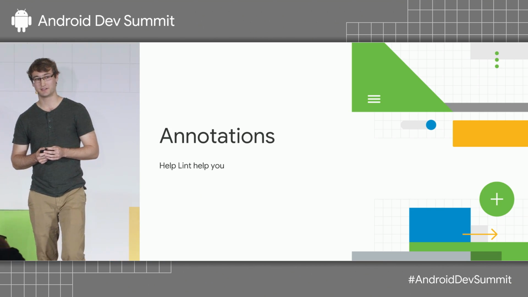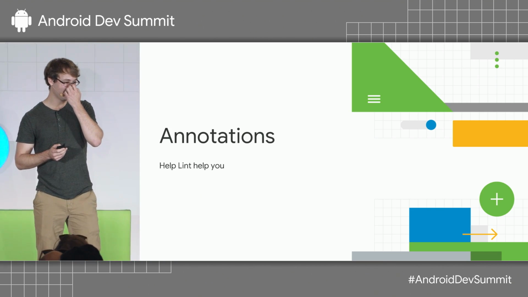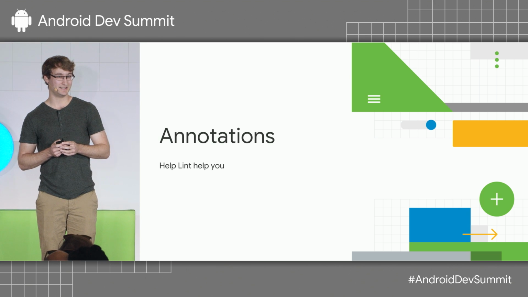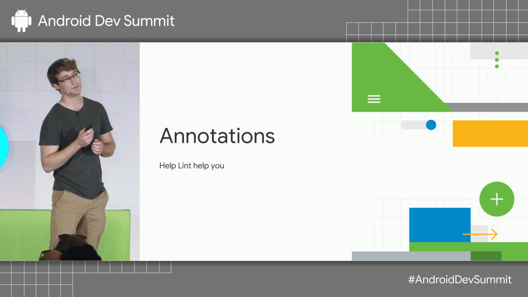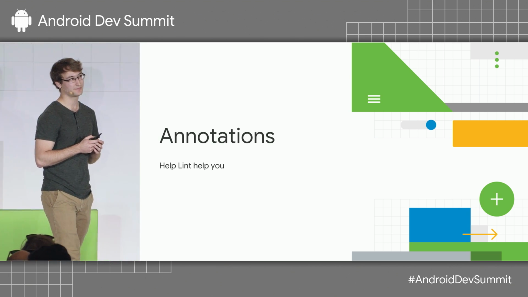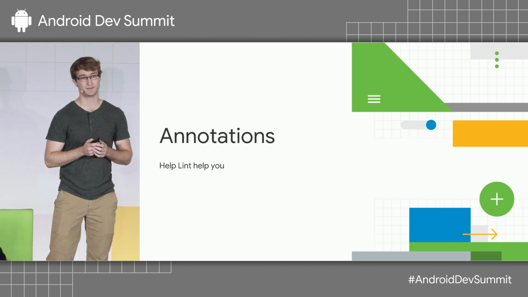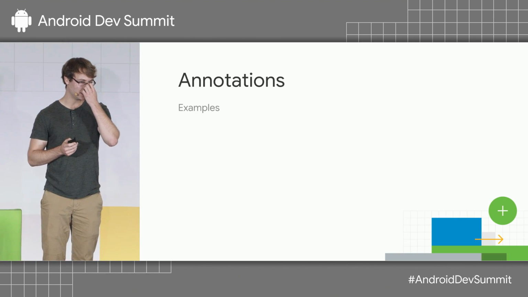All right, let's switch gears a bit. I want to talk about annotations. Annotations are a really powerful way to give Lint hints for specific issues that you want to look for. So I'm just going to go for a few examples.